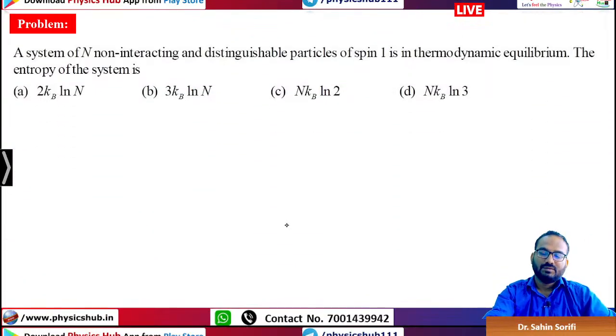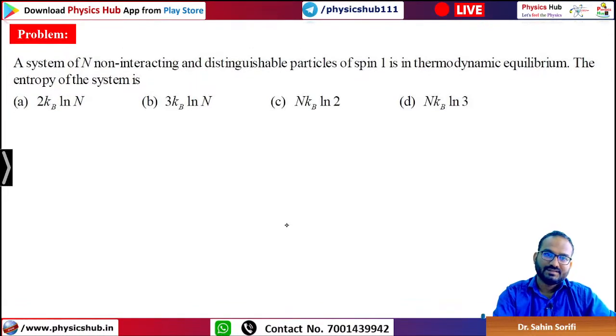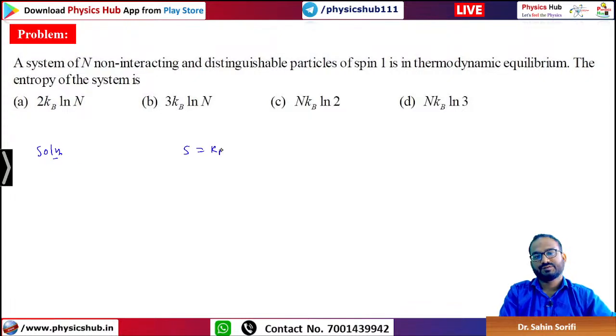Now look at this problem. A system of n interacting and indistinguishable particles of spin 1 is in thermal equilibrium, thermodynamic equilibrium. The entropy of the system. So to find out the entropy, we need the formula S is equal to Kb ln omega.